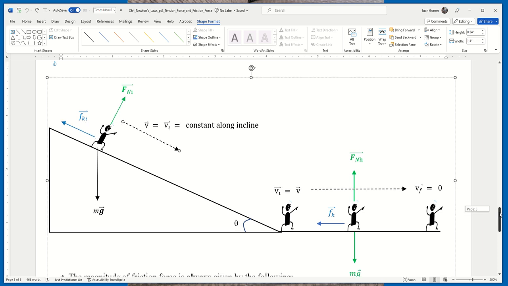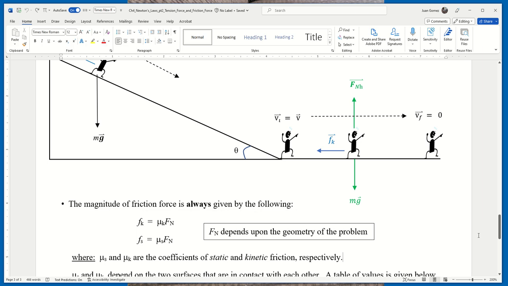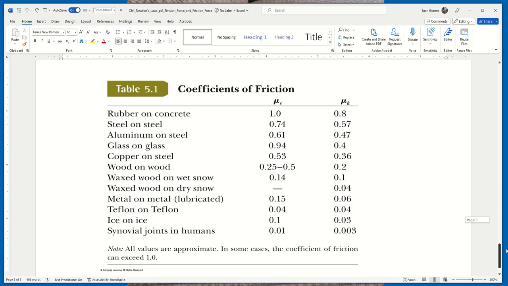How do you calculate it? Fk is mu k Fn. Fs is mu s Fn. Where do you get mu k and mu s? Look them up.